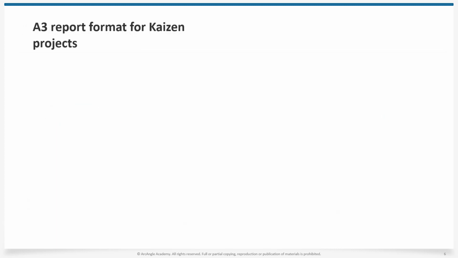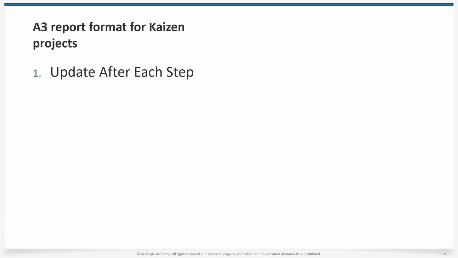With the next slide, we introduce the A3 report format for the first time. The A3 report format serves as a structured and concise documentation tool for Kaizen projects. It allows us to capture and communicate key findings based on the results of each of the 7 steps. Let's explore the characteristics and benefits of the A3 report format.